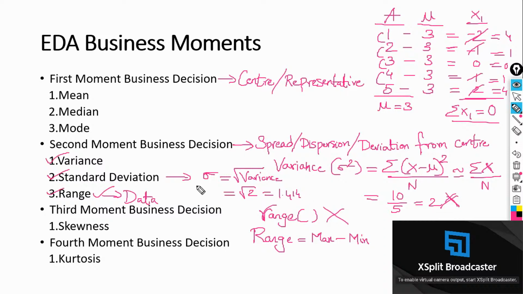And finally, the range is a measure which calculates the range of our data set, and the formula is maximum minus minimum values of our data. I hope it's clear. Now let us jump into the hands-on part.